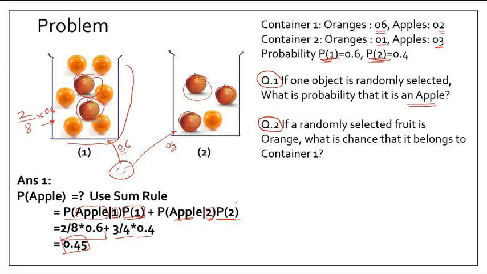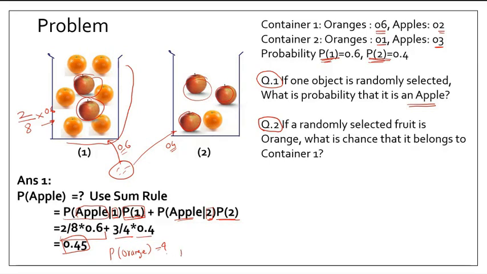So you try at home the second problem. If I say find out the probability of orange, you can solve in the same way and calculate the answer for this. Okay, instead of apple you will put orange there and then you solve like this.